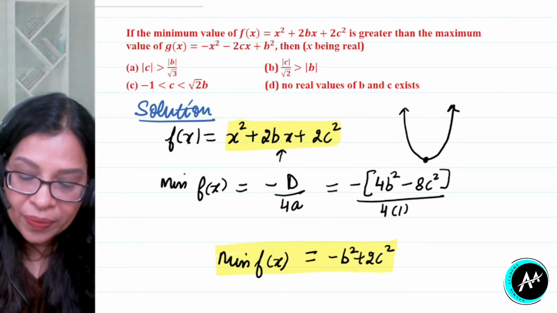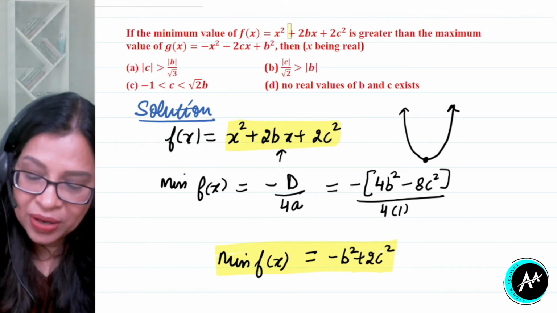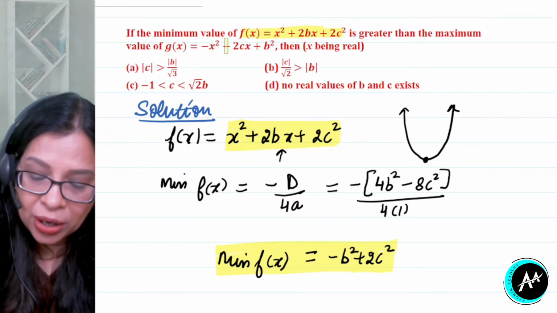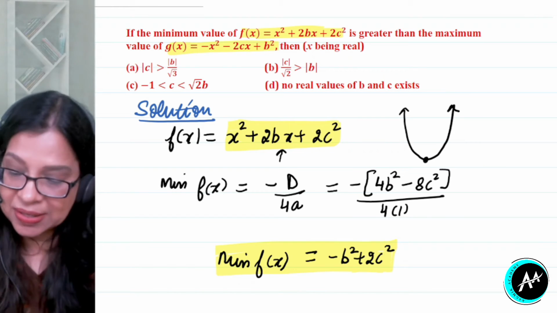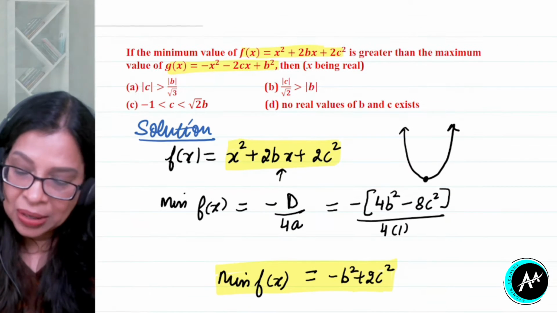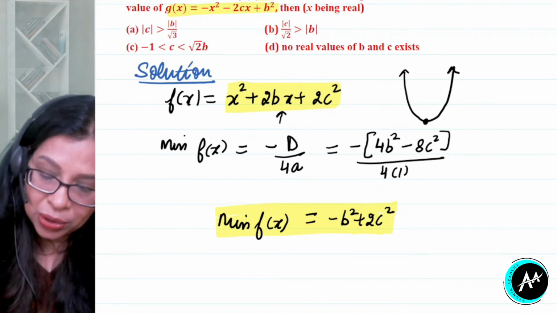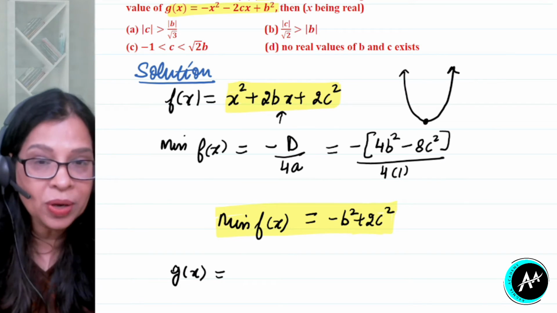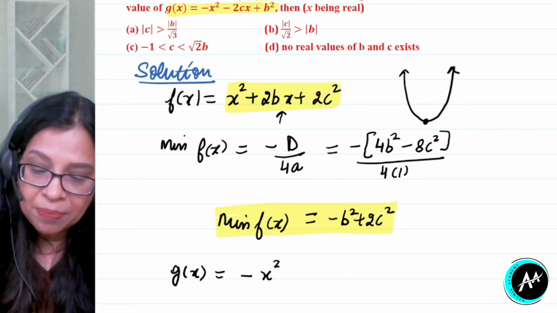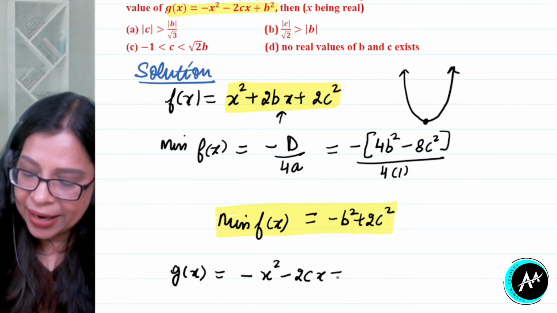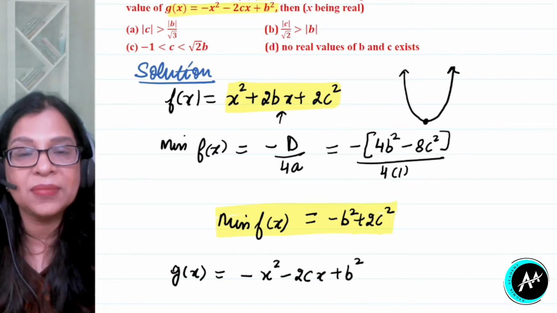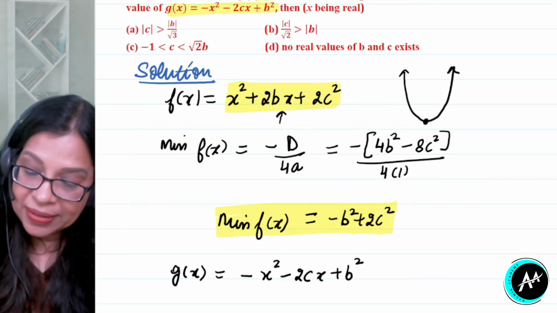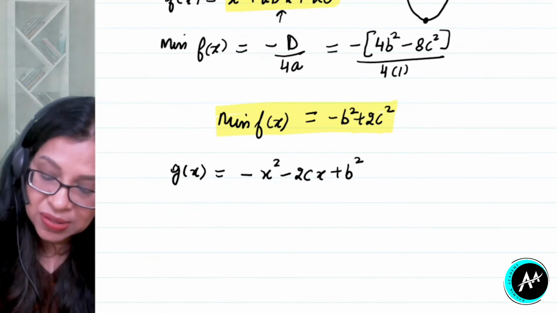Now in the question they are talking about g(x). Okay, f(x) we have seen. Now they are talking about this g(x). Let me take this g(x) now. So what is this function g(x) equal to? I have g(x) equal to minus x square minus 2cx plus b square. This is the function. Now look at this. Okay, let's concentrate on this g(x).